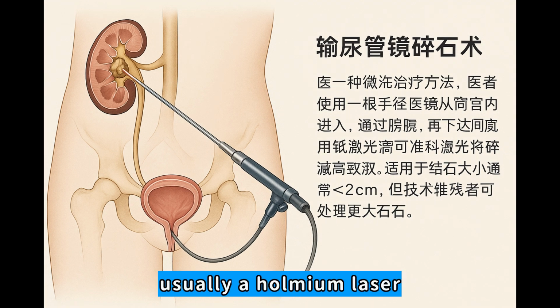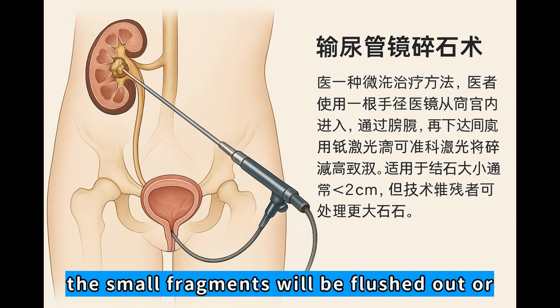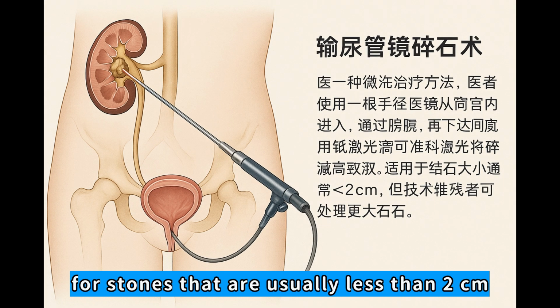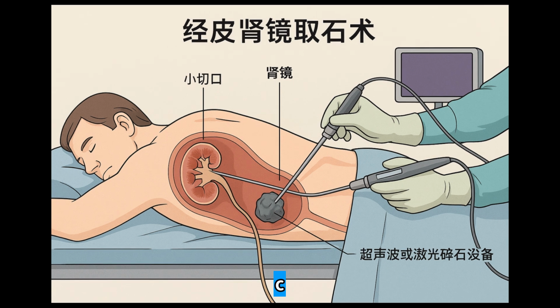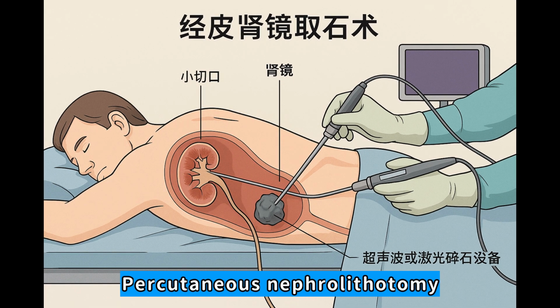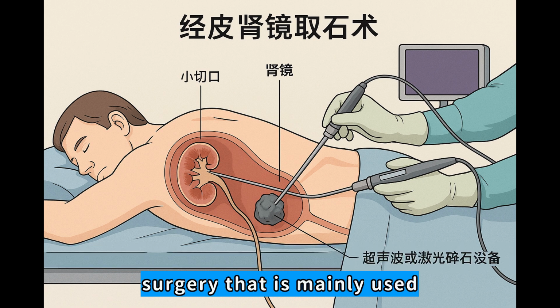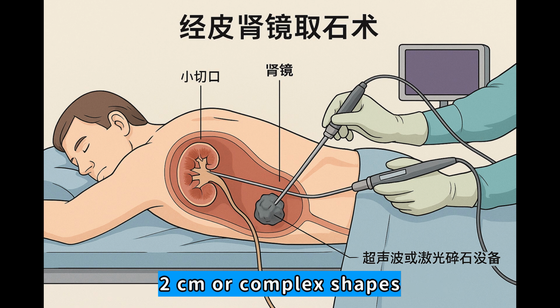Then, a laser, usually a holmium laser, is used to accurately break up the stones. After that, the small fragments will be flushed out or removed, and eventually excreted from the body with urine. It is suitable for stones that are usually less than 2 centimeters in size, but skilled people can handle larger stones. C. Percutaneous nephrolithotomy. Percutaneous nephrolithotomy is a minimally invasive surgery that is mainly used to treat kidney stones larger than 2 centimeters or complex shapes.